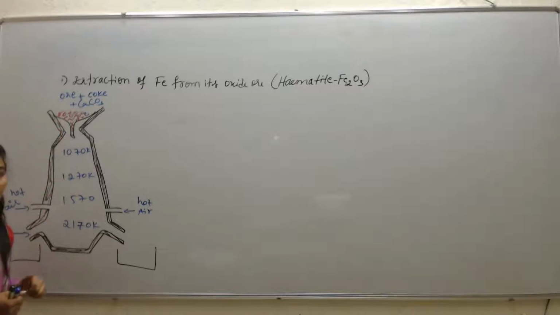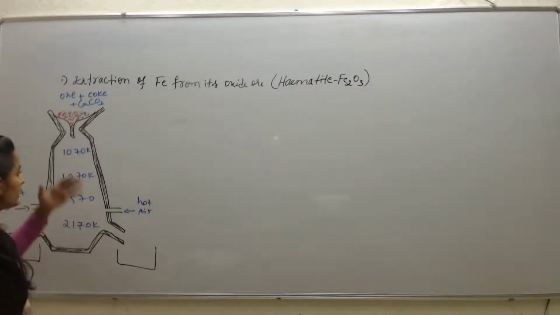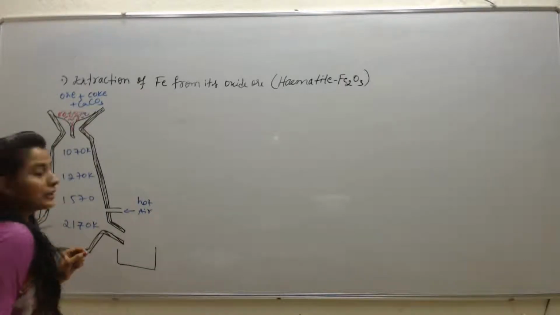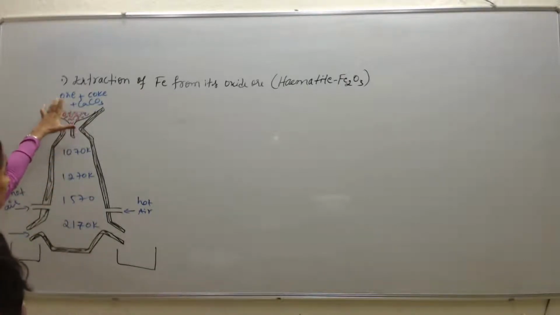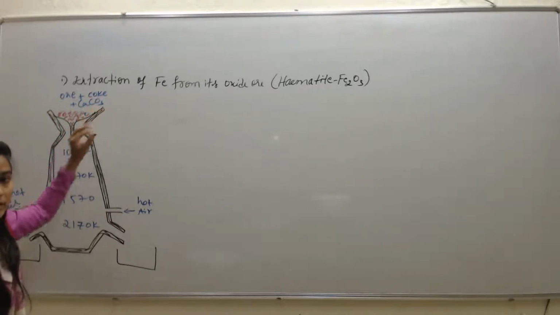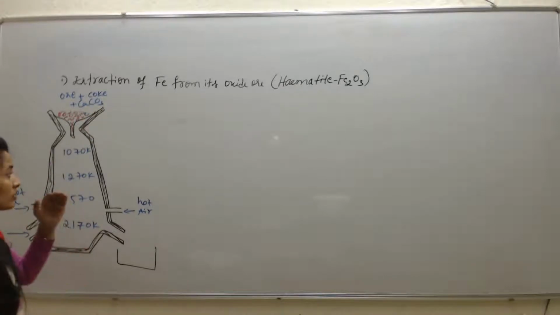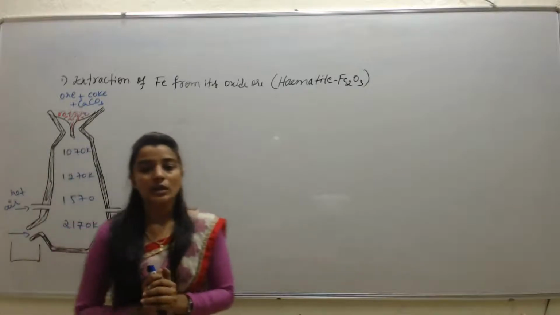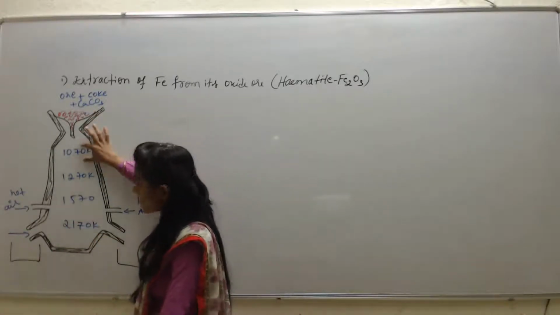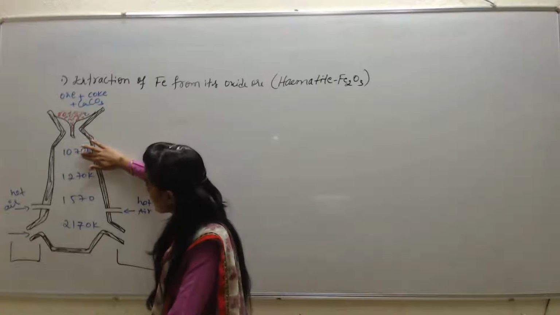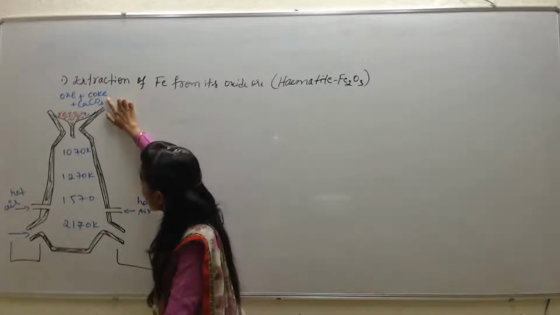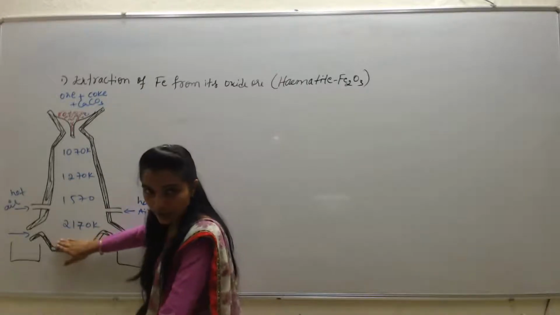From here, the powder ore is fed into this blast furnace. Listen, the finely powdered ore is mixed with coke and calcium carbonate in a suitable ratio. So that is fed into the blast furnace. In this zone the temperature is less, at this zone the temperature is high. Here the coke is already present.